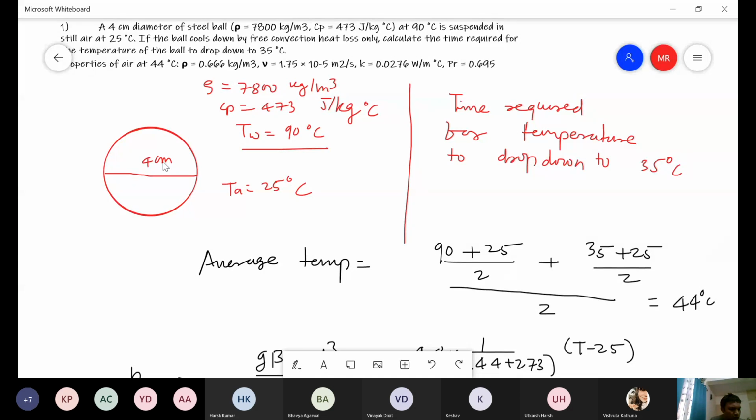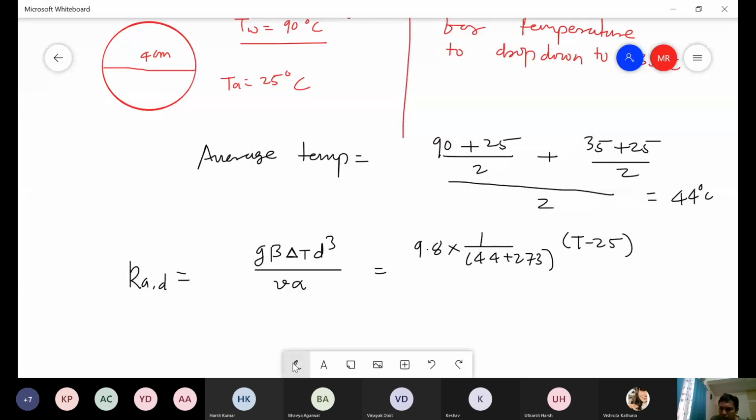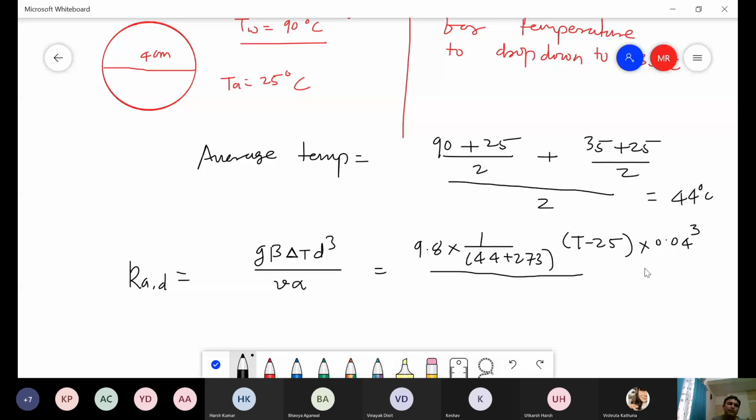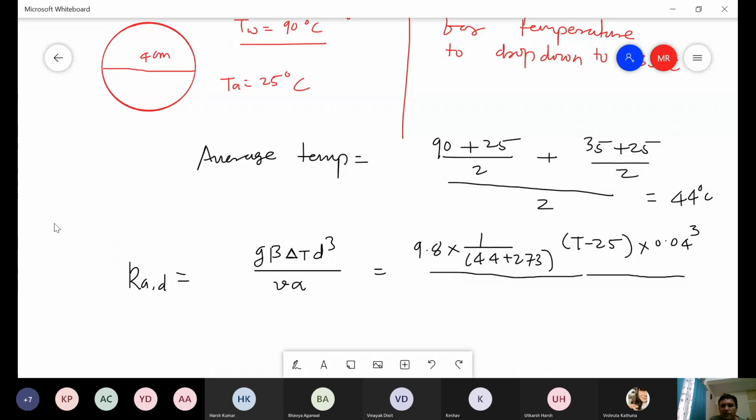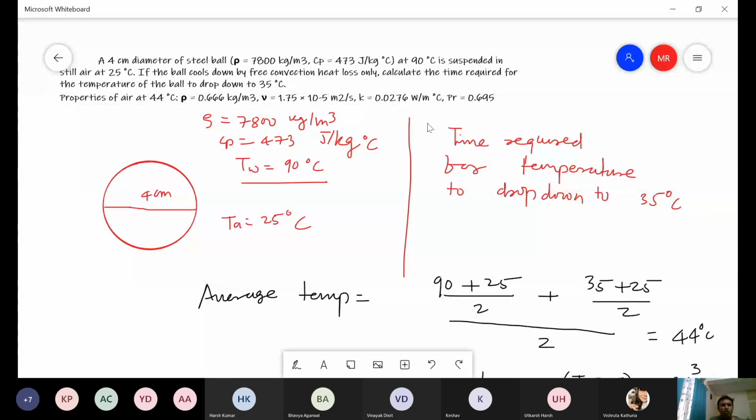And D cube, so D in this case is given as 4 centimeter. So diameter is 4 centimeter, so that becomes 0.04 cube, divided by kinematic viscosity and the diffusivity. So let us look at what has been given in the problem. In the problem, kinematic viscosity is given, but thermal diffusivity is not given. So thermal diffusivity has to be calculated here.